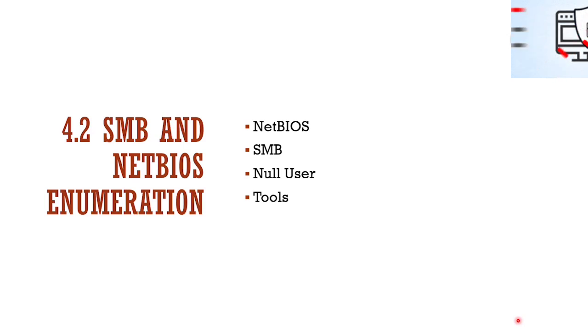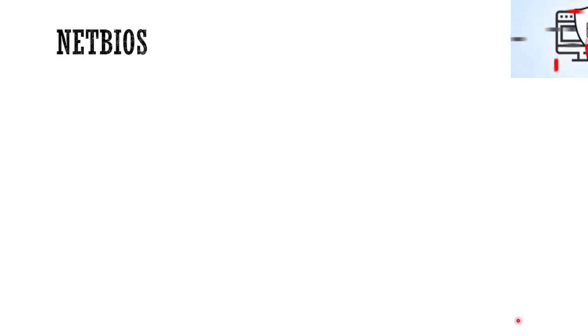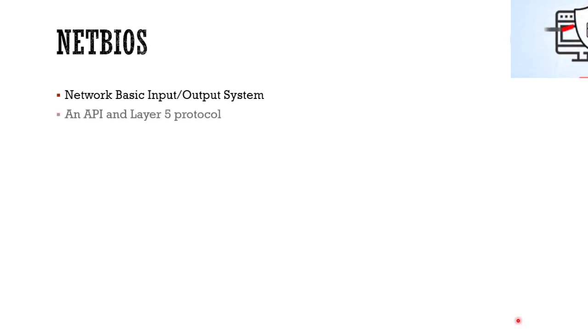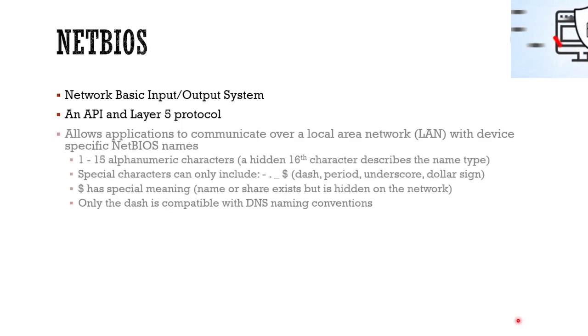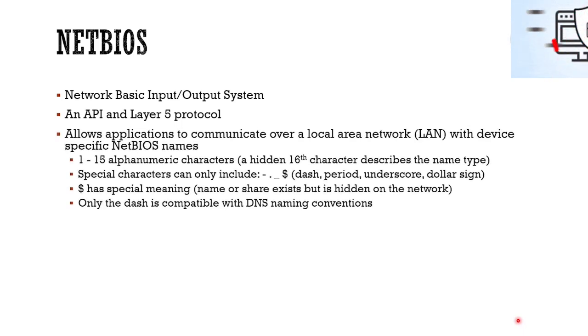Let's dig a little bit deeper into SMB and NetBIOS. We'll start with NetBIOS. There's been a fair amount of confusion as to what's the difference between the two. So let's clear it up. NetBIOS stands for Network Basic Input-Output System. It is a layer 5 session layer protocol. It's also an API. It's what Microsoft adopted in the early days of its small LANs.